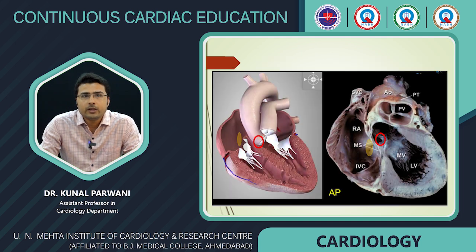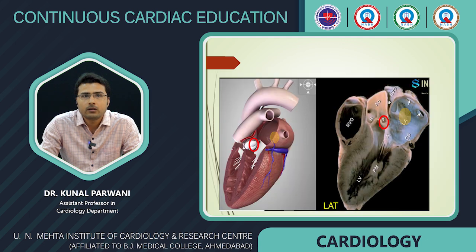Here you can see the AP view. In the AP view, you can see the fossa ovalis is lying posteriorly and slightly inferior to the aortic root. This is the lateral view and you can appreciate the position of the fossa ovalis in comparison to the aortic non-coronary cusp, aortic sinus. You can appreciate that it is lying posteriorly and slightly below.